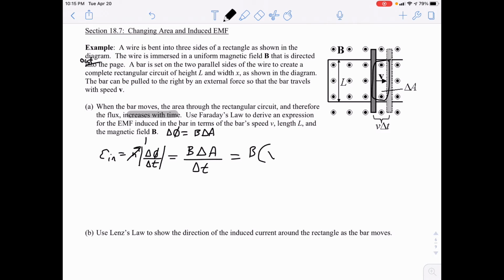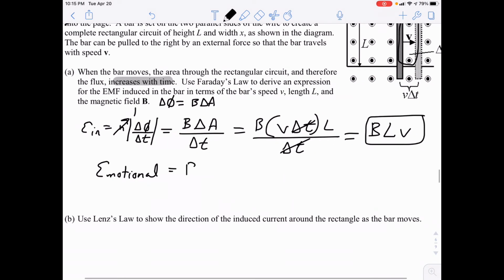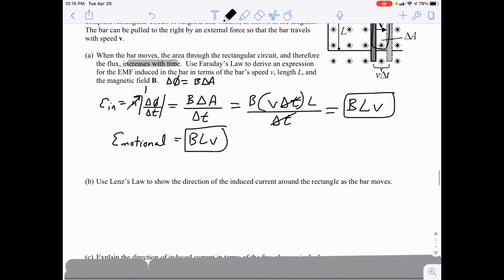So it's V delta T times L divided by delta T. You can see the delta T's cancel, leaving you with B, L, V, which is another way of writing motional EMF. We get the same thing.